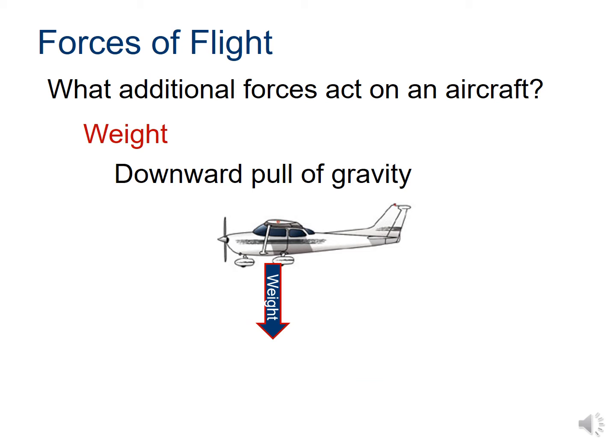Weight, or the downward pull of gravity, acts on our aircraft at the center of gravity. Weight is going to be the number that we're using when we're calculating lift or trying to determine the amount of lift that we need in order to counteract that weight and get our aircraft off the ground.